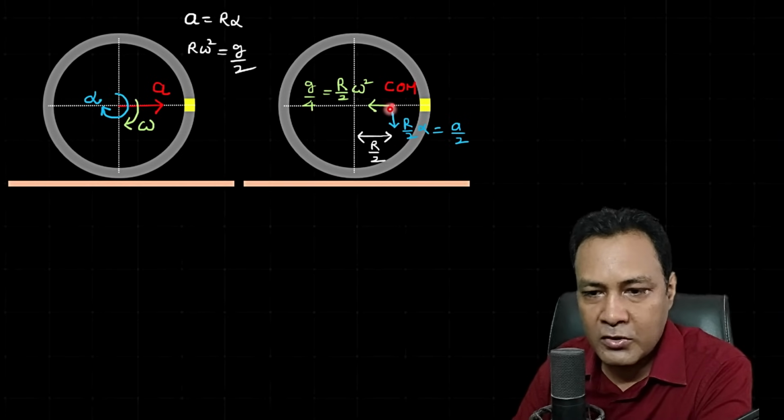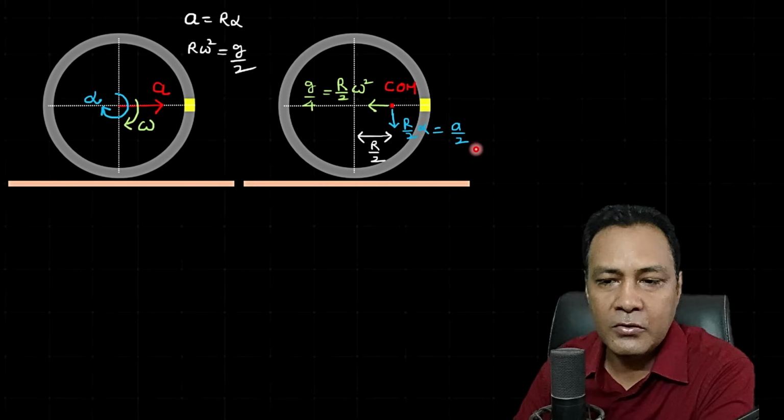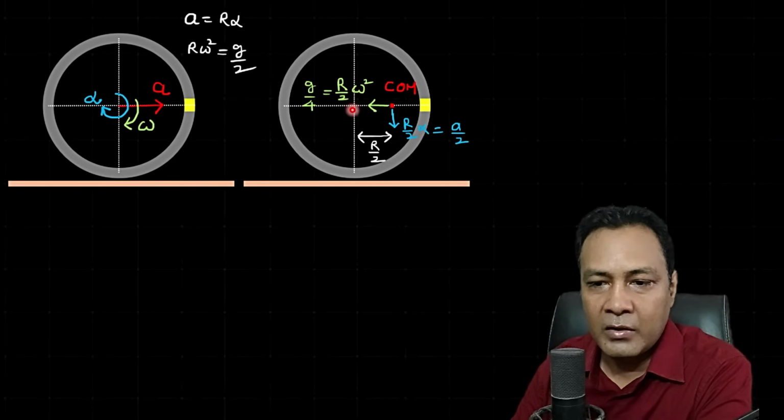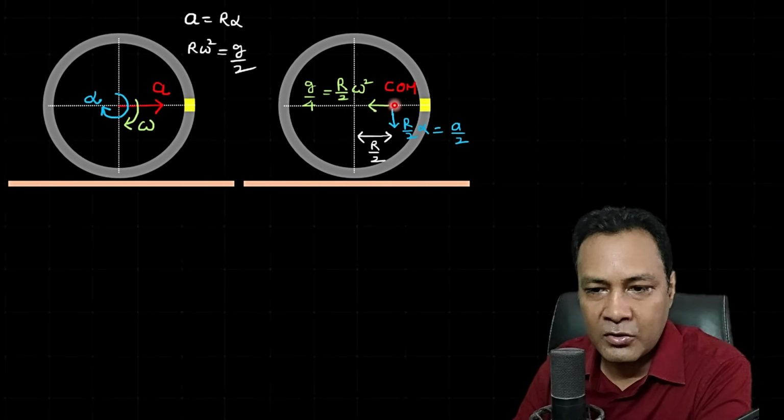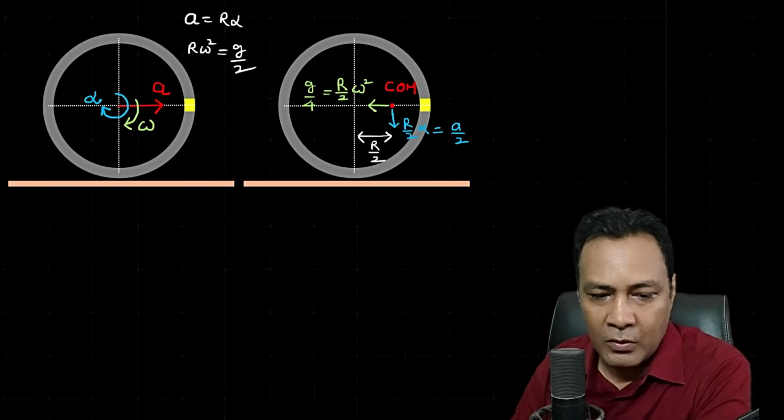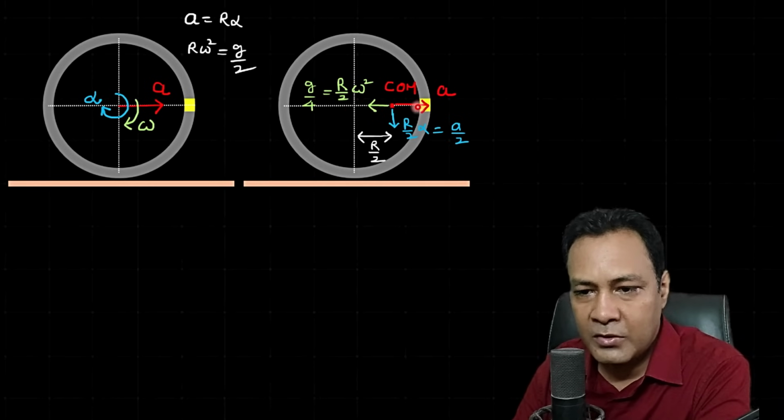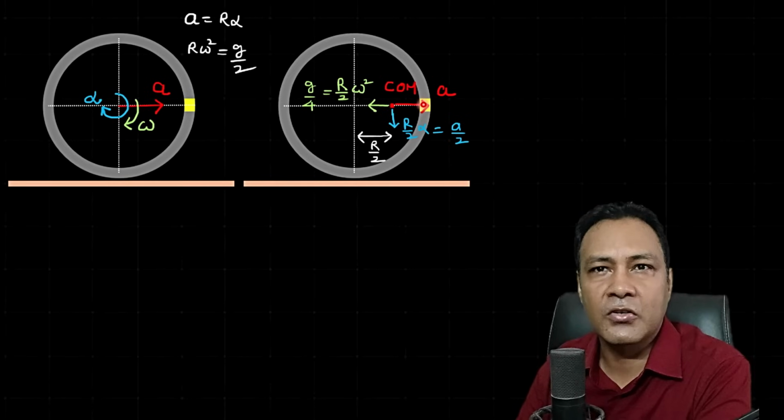And another acceleration with respect to the center of the ring would be (r/2)α. Rα is a, so that is a/2. In the ground frame, we have to add acceleration a also. So the net acceleration of the central mass is the vector sum of these three accelerations.